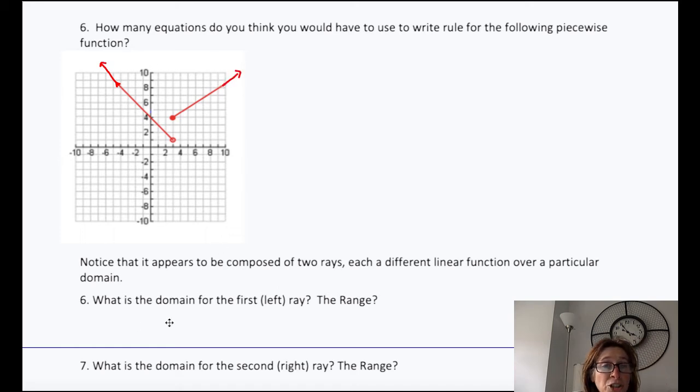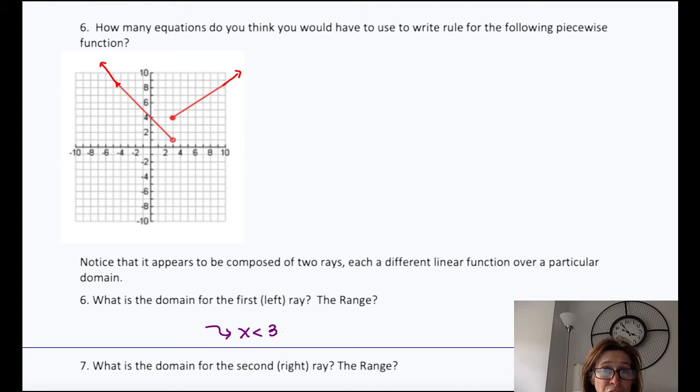All right, so what's the domain of the first ray, the left ray? So that's going to be -infinity to 3, right? That's how we would normally write it. So in inequality notation, we would say x is less than 3, okay? So that's how we're going to write it. Now, you could write it with interval notation if you wanted to. We just normally don't on a piecewise function, okay?